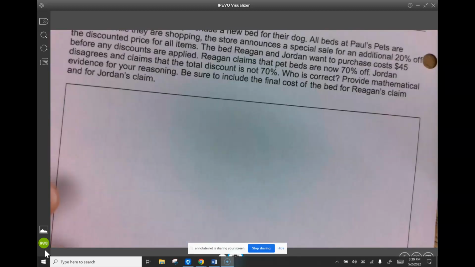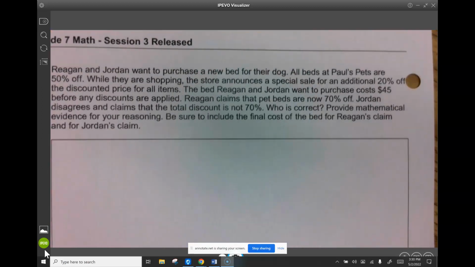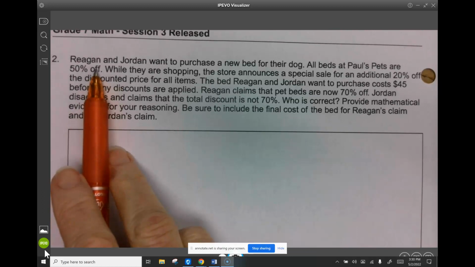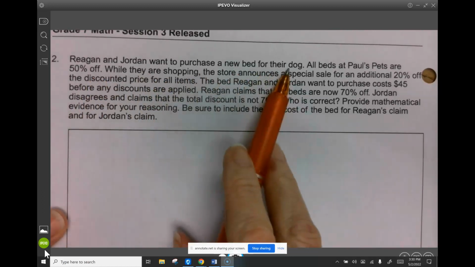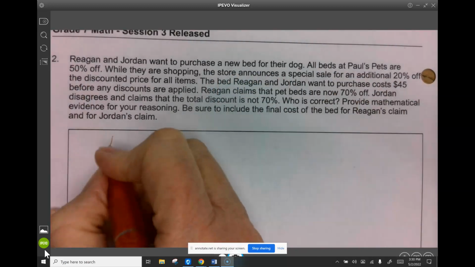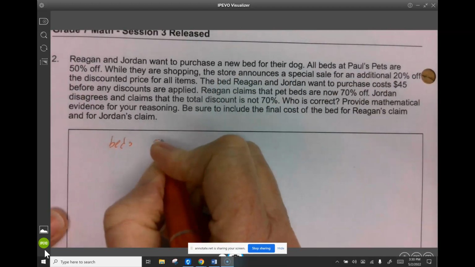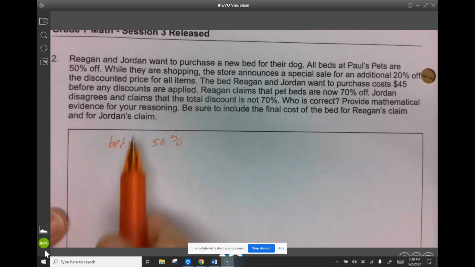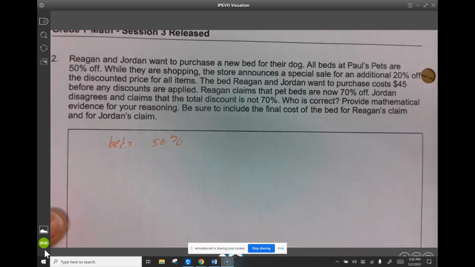Good. The backside. Oh my gosh, look at this question. It is so packed in there. So much information. So let's read it. Reagan and Jordan want to purchase a new bed for their dog. All beds at Paul's Pets are 50% off. So beds, 50% off. And the reason I'm doing that is because we can't mark up the problem on a computer, so we have to be able to write it down.